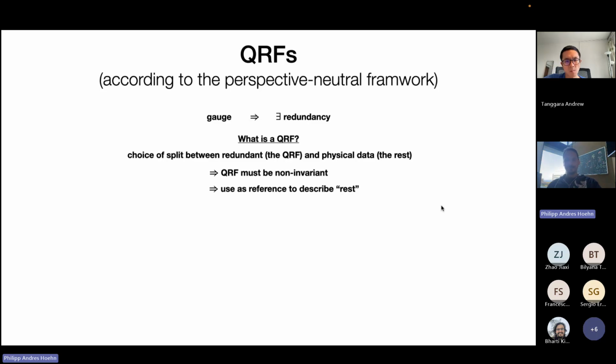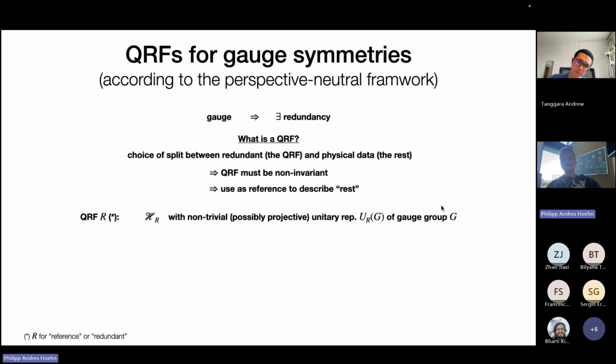And again, as I mentioned before, you can think heuristically of the choice of a quantum reference frame as a split between what you declare the redundant degrees of freedom, which you identify with the quantum reference frame, and the physical data, which is the rest. So the quantum reference frame should, in some sense, have just the right size to absorb all the redundancy. Okay, and so then you want to use that frame, the degrees of freedom, to deparameterize the gauge orbits, and in the end, you want to use it as a proper reference frame to describe the other degrees of freedom relative to it in an invariant fashion.